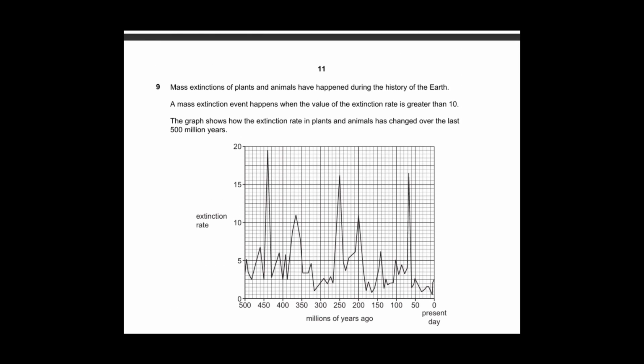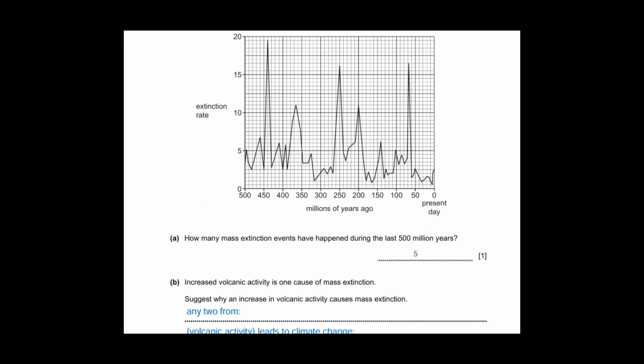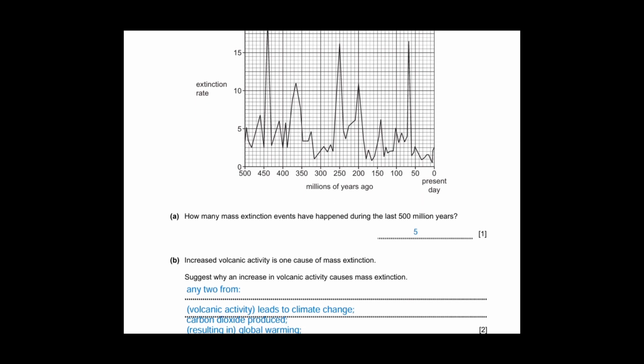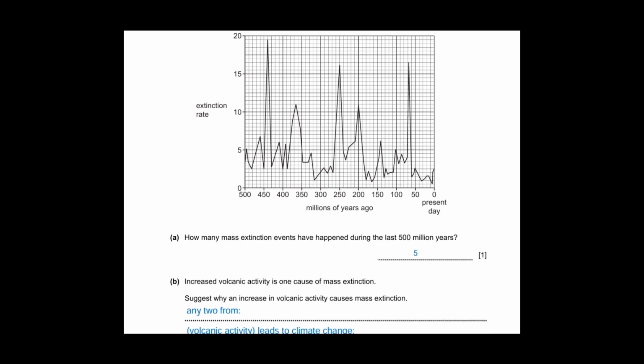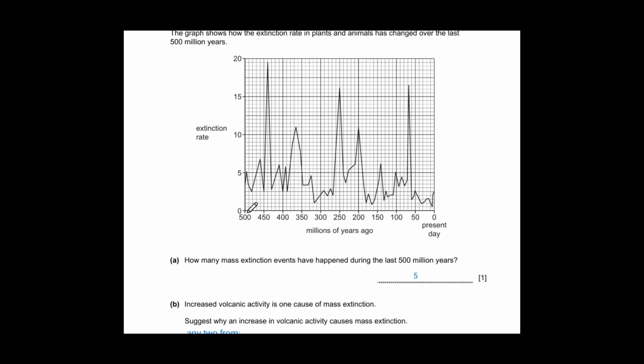Question 9 is about extinction. It's one of the most recent questions that have been coming up from time to time. So please take note. You need to remember this and quickly review them. The first one says, how many mass extinctions have happened in the last 500 million years? The graph has the answer to your question. All you need to do is to go to the 500 million years and look at where you have the maximum peak there. You can see that it's corresponding to 5. Five what? Five extinction events. So that is where we get our 5.